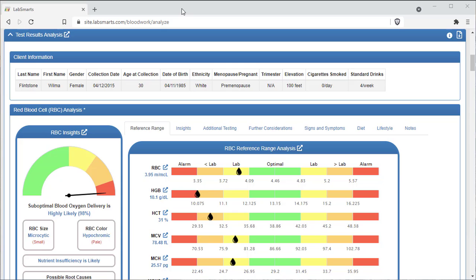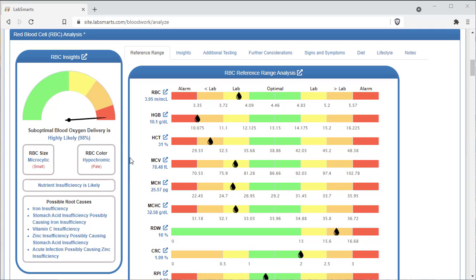This is an analysis of blood work for a female age 30. If you look at the red blood cell analysis section, you'll see that the values for these markers indicate that the anemia is highly likely, a microcytic hypochromic anemia based on the MCV and MCHC, and nutrient insufficiency is a likely root cause because of the high RDW.